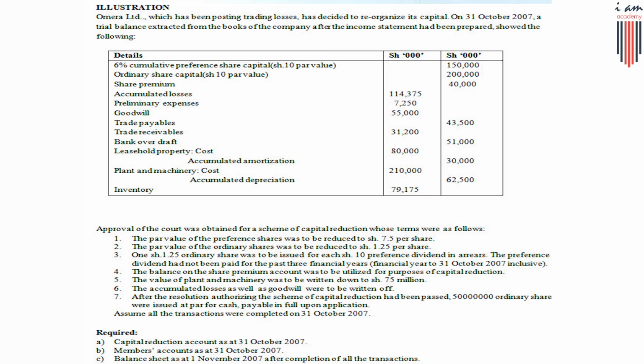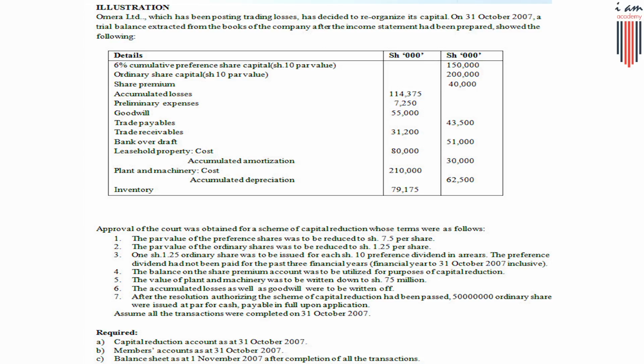If you're going to reduce a liability, we are going to debit a liability account, you credit a capital reduction account. If you're going to reduce the value of an asset, you're going to debit the capital reduction account, you credit the asset account. And the reduced value, friends, is what we are going to report in our statement of financial position immediately after reconstruction.